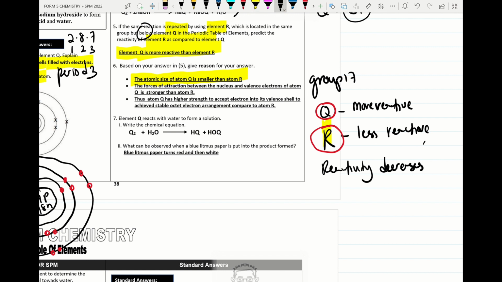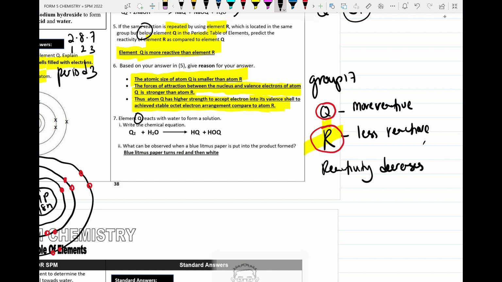When atomic size is smaller, the forces of attraction between the nucleus and the valence electron of atom Q are stronger than in atom R. Thus, atom Q has higher strength to accept an electron into its valence shell to achieve a stable octet electron arrangement compared to atom R.